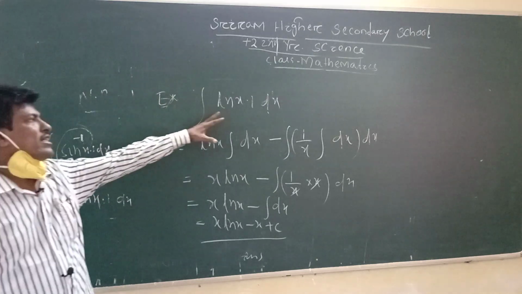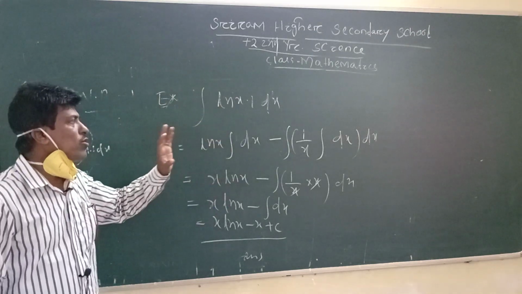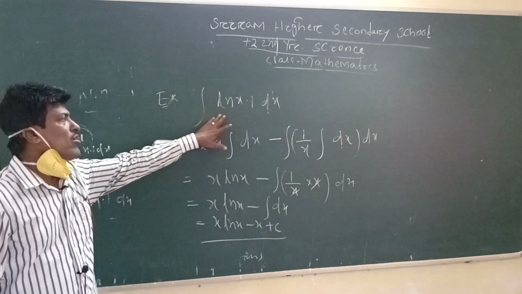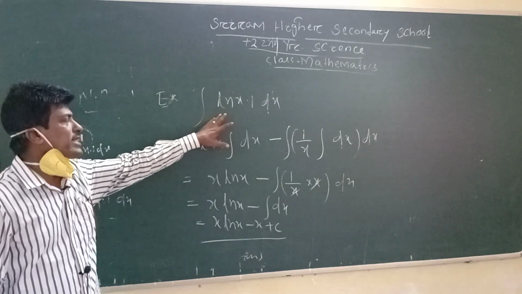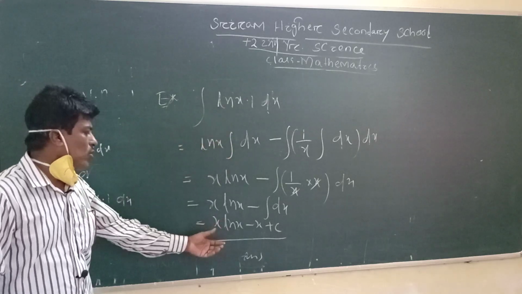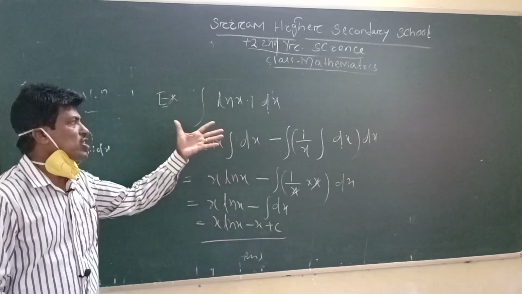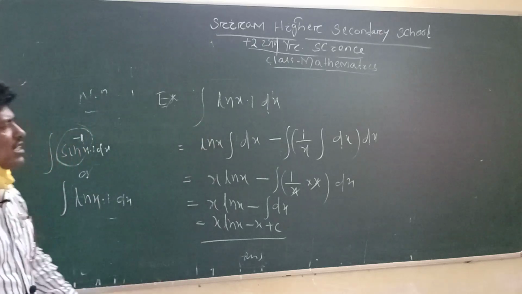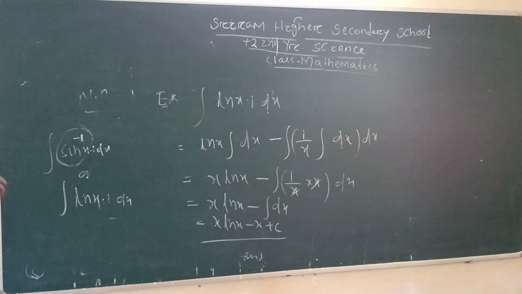The integration of ln x. Till now you have never known about the integration of ln x. So now you are going to evaluate it. The integration of ln x is equal to x ln x minus x plus c. Okay, that is the process of how to solve taking one single function. If it is a logarithm or an inverse trigonometrical function, then use 1 as the second function.